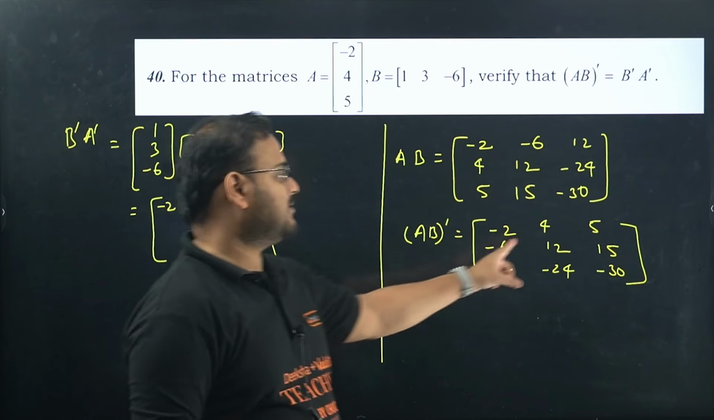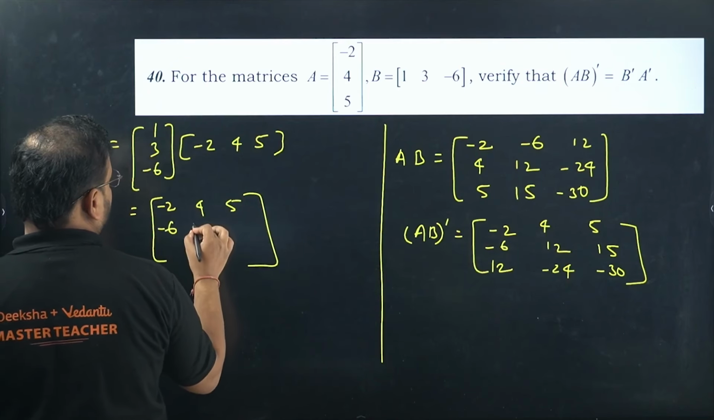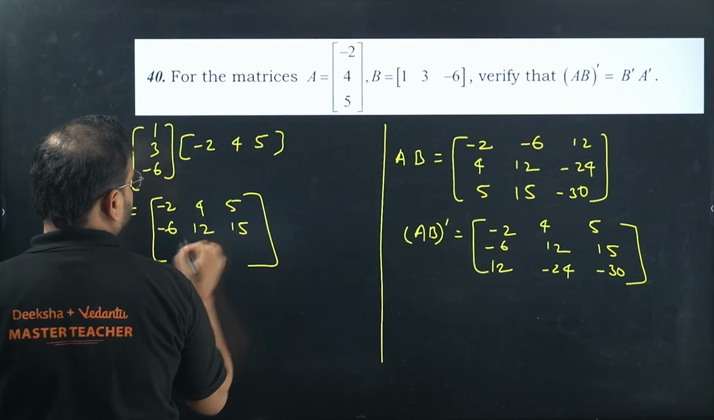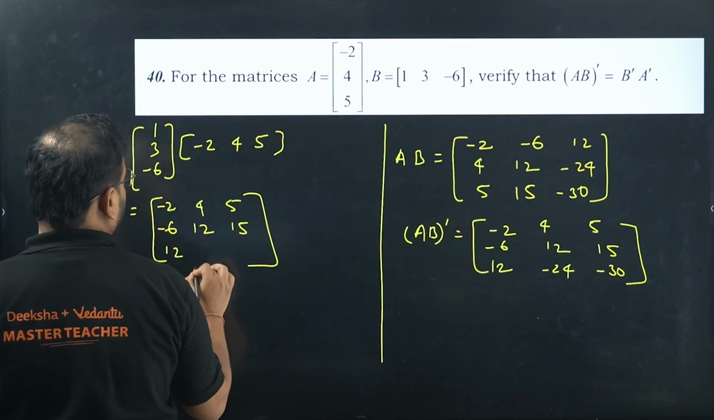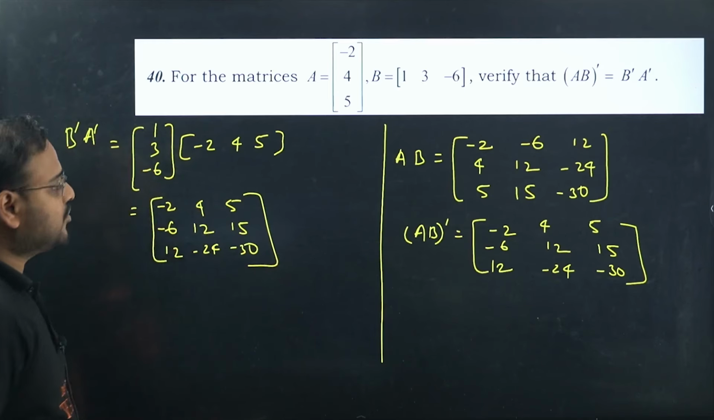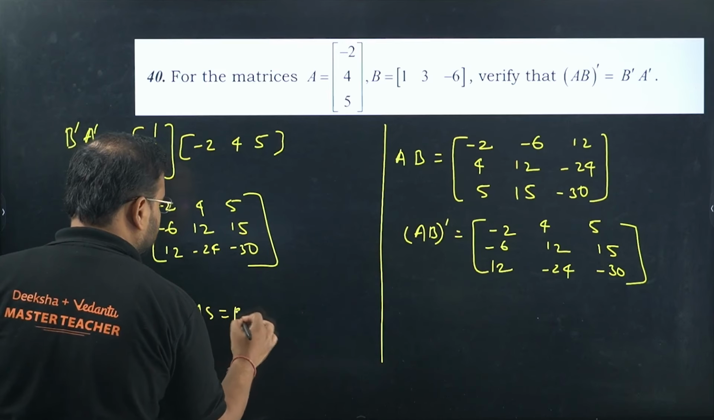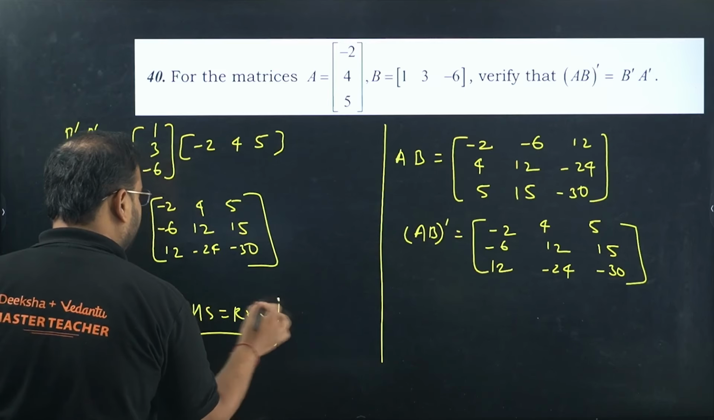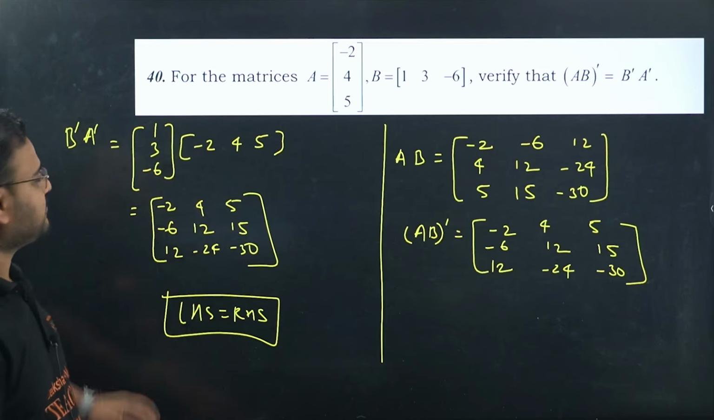First row is matched, you can see clearly. And minus 6, we have 12 and 15. Second is also matched, yes, plus 12 and we have minus 24 and minus 30. You can cross check, the third row is also matched. So clearly your LHS is equal to RHS, hence you have proved it and got the 5 marks in this question very easily. Moving on.